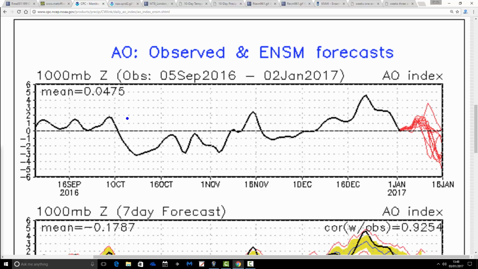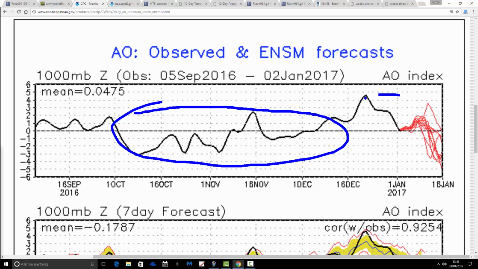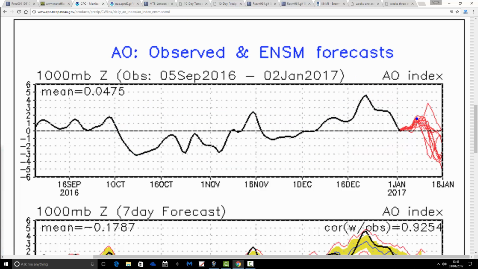So, back into the autumn, we're generally negative for October and November with the Arctic Oscillation. In December, we went positive. That's associated with the fairly mild December we've just gone through. Of course, the latest forecast is to be remaining on the positive side through the second week of January. So we're about neutral now with the Arctic Oscillation, but it looks like we're going more positive again into the second week.